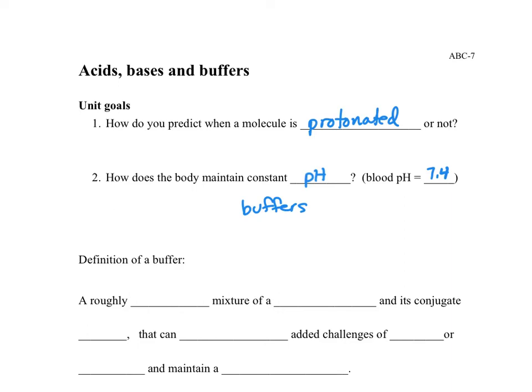In all the videos we've had so far in this chapter, we've talked about the second question of our goals. How does the body maintain a constant pH, particularly in blood at pH 7.4? The answer, of course, was with buffers, and in particular with the bicarbonate carbonic acid open buffer system. So we're really done with that, but there's another really important question that we need to ask, and it's a skill that I want to teach you, and we're going to use it all semester long, and it's highly related. It's the first question. How do you predict when a molecule is protonated or not?